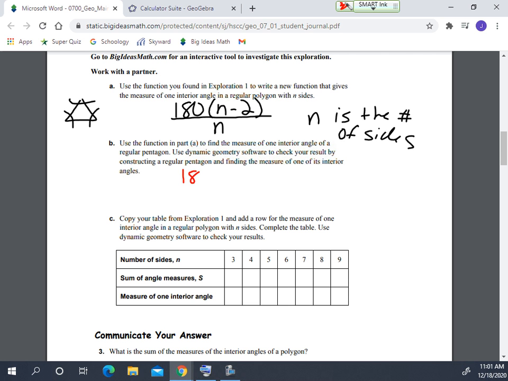So we're going to have 180 times 5 minus 2, and we're going to divide that by 5. So that equals 180 times 3, which is 540. Divided by 5. Simply grab your calculator if you can't do that in your head. I'm using my calculator. 540 divided by 5 is equal to 108. So the measure of one angle, not 180, I'm sorry, 108. So the measure of one angle in a regular pentagon is 108 degrees.